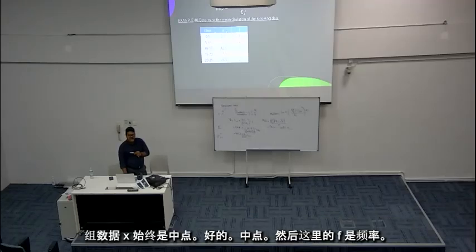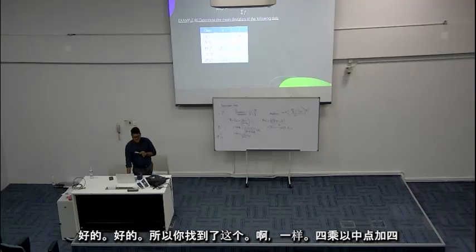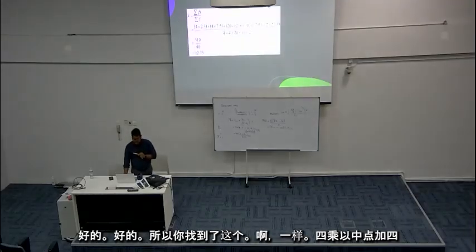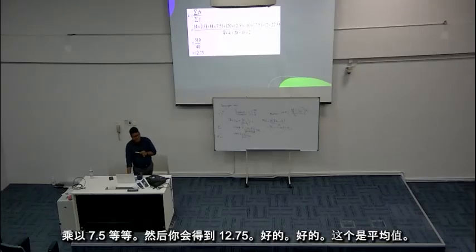For the group data, X is always the midpoint, and the F here is a frequency. So you found this one the same way: 4 multiplied by the midpoint plus 4 multiplied by 7.5 and so on, and then you will get 12.75. This one is for the mean.